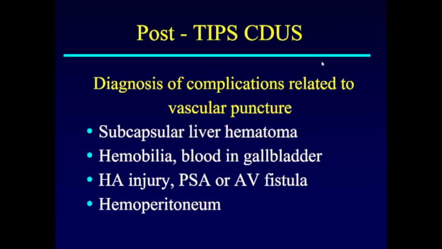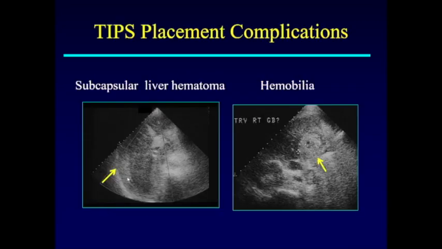What are some of the complications we as ultrasonographers are asked to evaluate after TIPS shunt placement? Well, there are complications related to the vascular puncture, and then there are complications related to the TIPS itself. So what we can see are subcapsular hematomas, hemobilia, blood in the gallbladder, sometimes hepatic artery injury, pseudoaneurysms or AV fistula, but these are more common if the puncture is blind and not with guidance, and then frank hemoperitoneum can also occur. Here is one patient who had developed a subcapsular liver hematoma, and then here in the same patient you see this is the gallbladder, it's filled with blood.